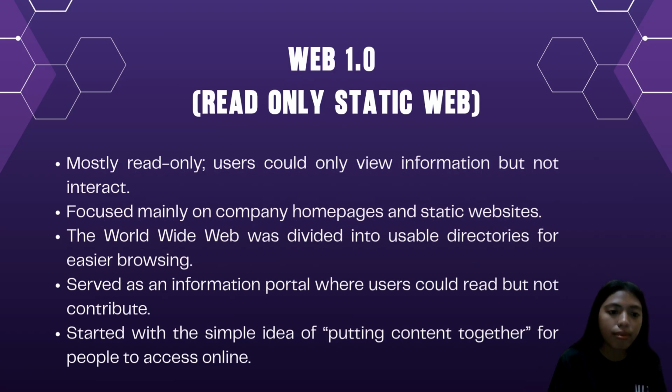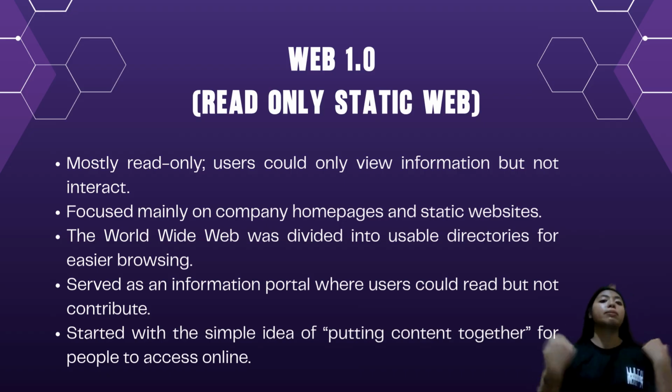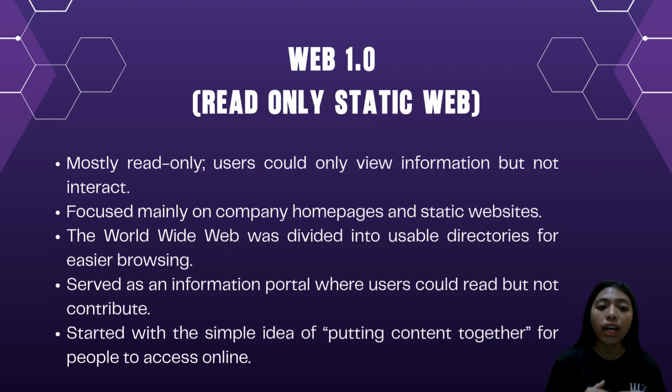Next, the first bullet is mostly read only. Users could only view information but not interact. This means that in Web 1.0, people could only read or view the content posted on a website. They couldn't participate or respond to the website. So websites acted like digital newspapers or brochures.